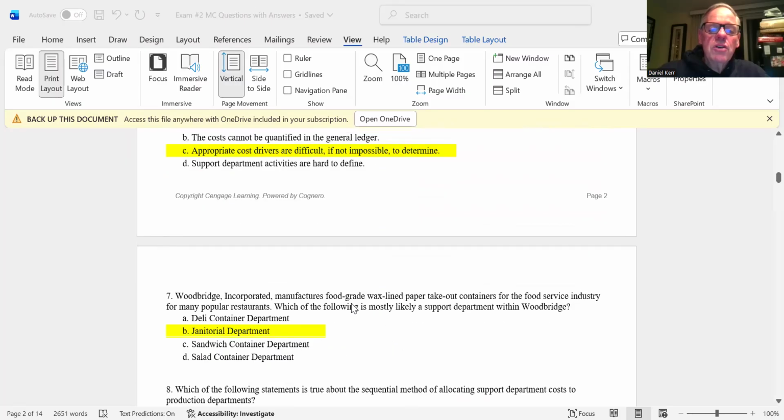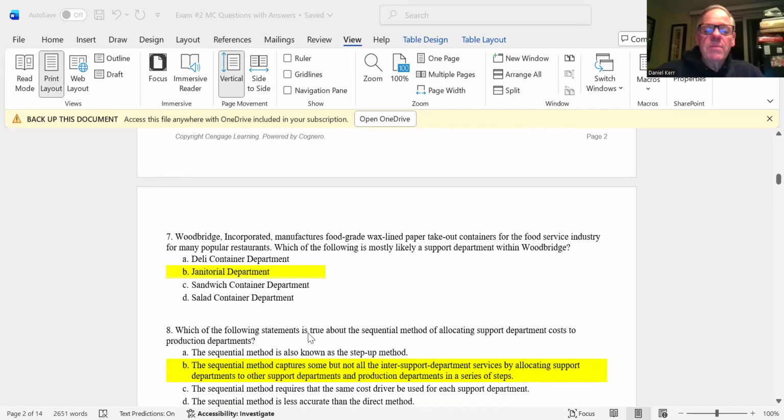Number 7, Woodbridge Incorporated manufactures food-grade wax-lined paper takeout containers for the food service industry, for many restaurants. Which of the following is most likely a support department cost within Woodbridge? So if you're making containers, then the deli container department, the sandwich container department, and the salad container department are all different production departments. So the one that would most likely be a support department cost in that context is B, janitorial.